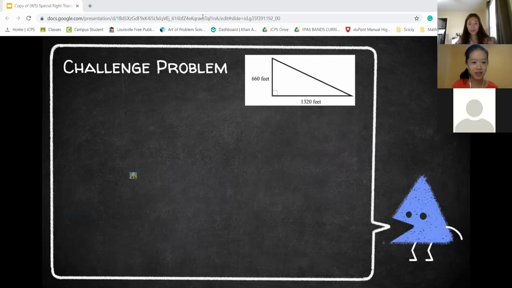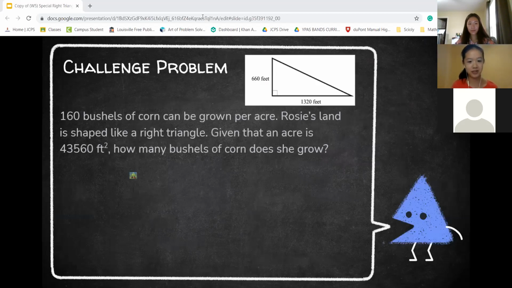All right, so now we're going to do a harder problem, although in my opinion, it's not too much harder. It just has more steps. So 160 bushels of corn, don't know what a bushel is, don't care, can be grown per acre. Rosie's land is shaped like a right triangle. Given that an acre is 43,560 feet squared, how many bushels of corn does she grow?